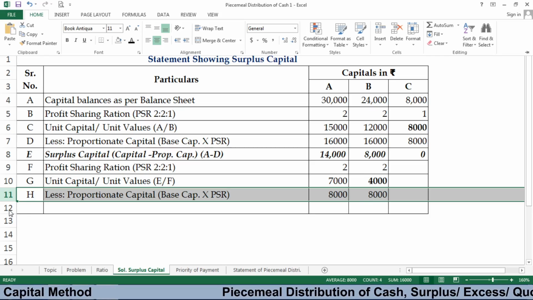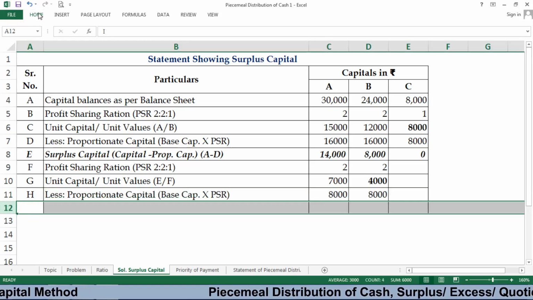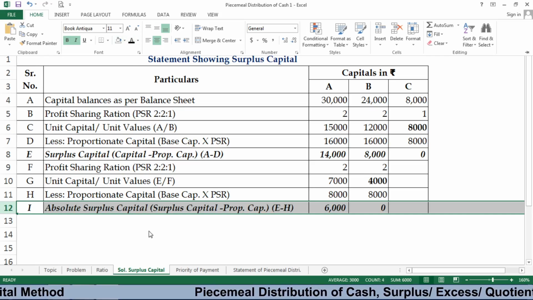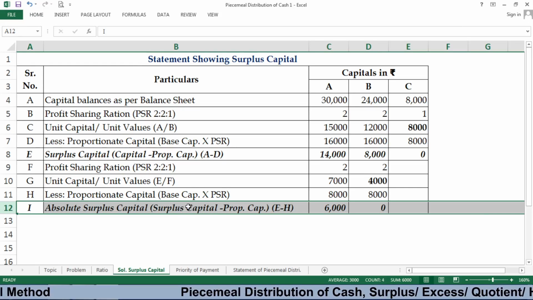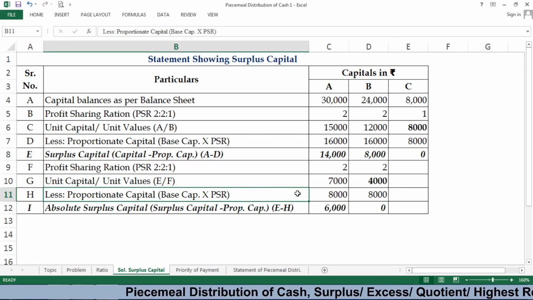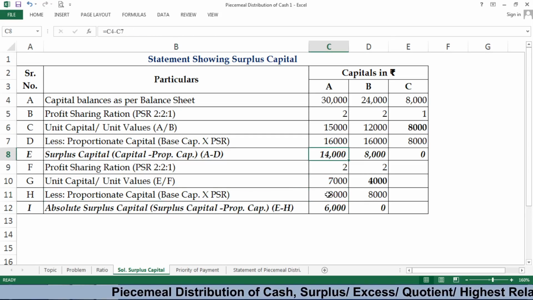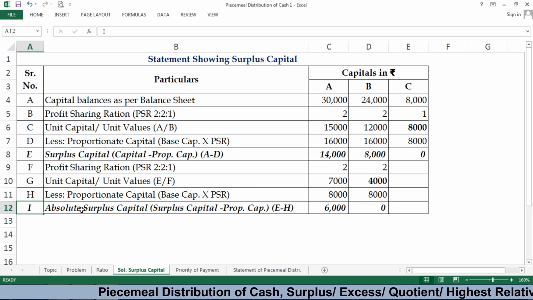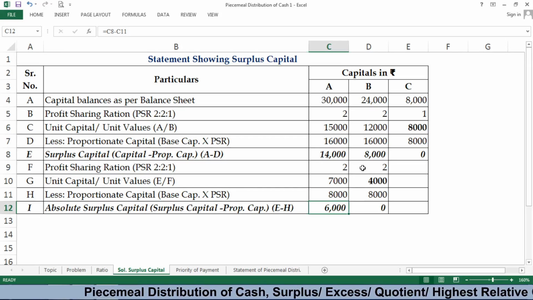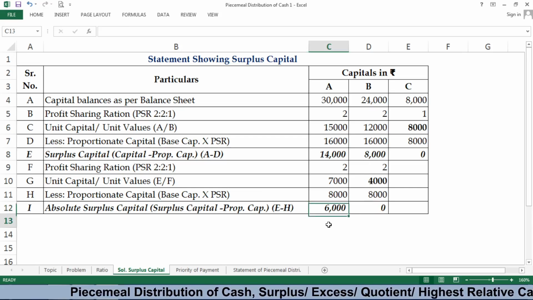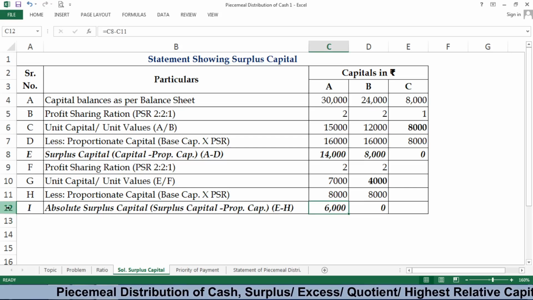Now at the end we can find the absolute surplus. So absolute surplus, how we will find? Absolute surplus is surplus capital minus proportionate capital. So in this stage we will minus H row from E row, that is surplus capital is 14,000 and the proportionate capital is 8,000. So 14,000 minus 8,000, the absolute surplus capital is 6,000. So 8,000 and 8,000, balance will be nil. Here simply means the proportionate capital is paid by Mr. A, that is surplus capital.